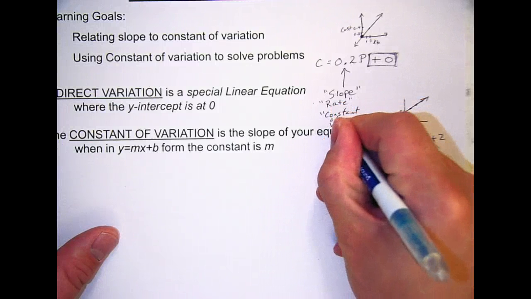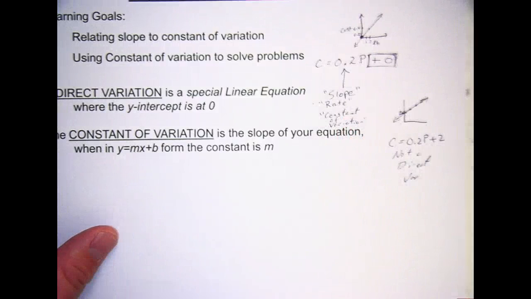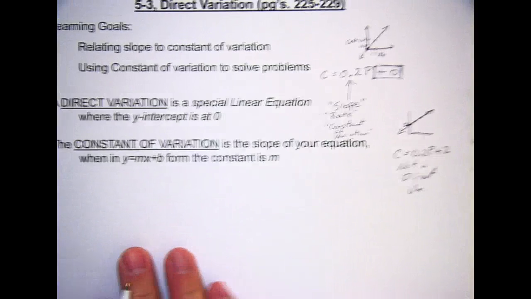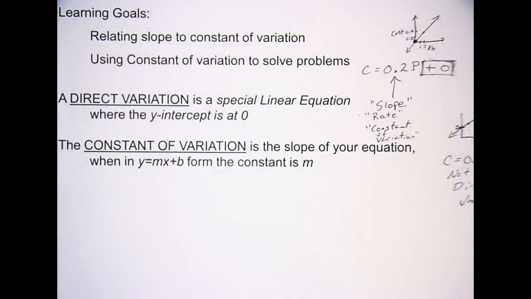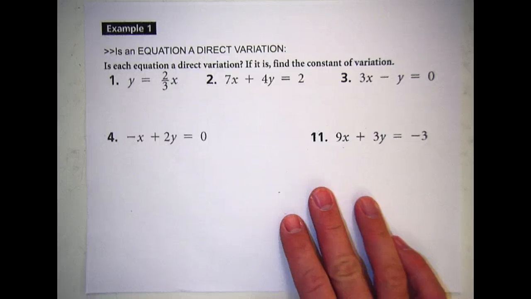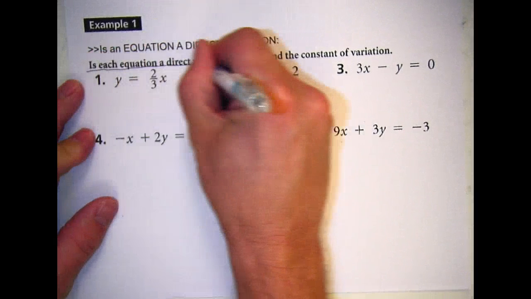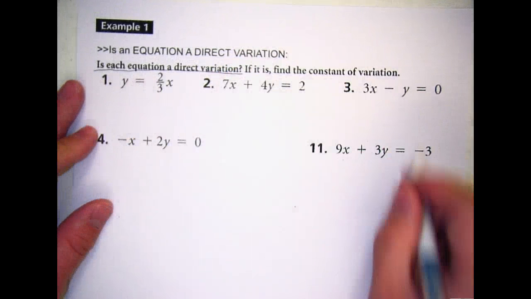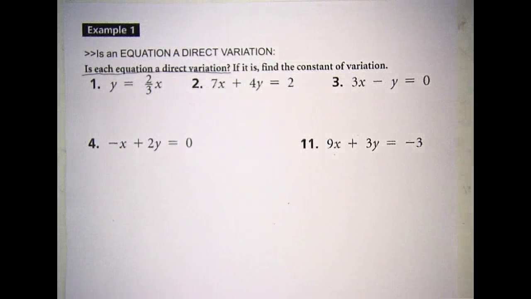And some of you just go, yeah, it's the thing attached to the x when in slope-intercept form, which we'll talk about later. But okay? All right, well, let's try some of these. How many think you know what a direct variation looks like? Okay. I want you to tell your neighbor, just right now, it says, is each equation a direct variation? That's the first question we're going to answer. So right now, I want us to answer that: 1, 2, 3, 4, and 11. Go for it. You get about 3 or 4 minutes on it.